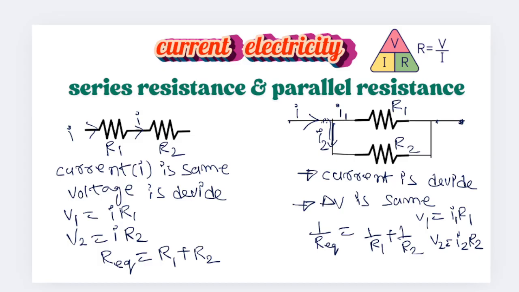Here, generally, we are applying Ohm's law, V is equal to IR. We all know about this Ohm's law. So by simply applying Ohm's law in series resistance and parallel resistance, we will get the answer.